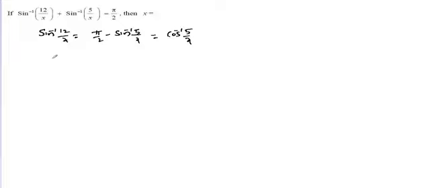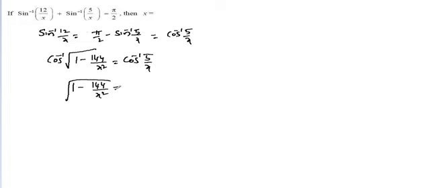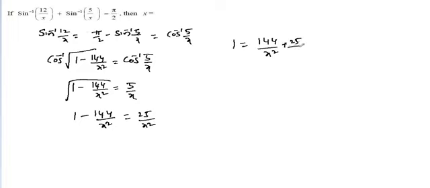Therefore, sin inverse of 12 by x in terms of cos inverse, that is cos inverse under root of 1 minus 144 by x² is equal to cos inverse of 5 by x. So cos inverse cancels, under root of 1 minus 144 by x² is equal to 5 by x. Squaring on both sides, that is 1 minus 144 by x² is equal to 25 by x². Therefore 1 is equal to 144 by x² plus 25 by x², that is equal to 169 by x². That is x² is equal to 169, x is equal to 13. That is the answer.